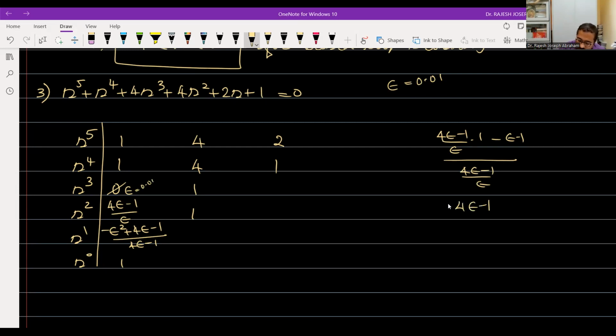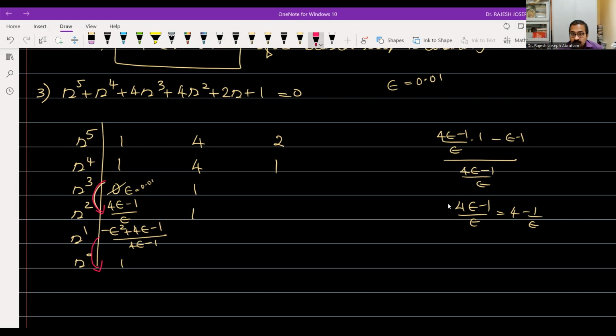This (4 epsilon minus 1) by epsilon can be written as 4 minus 1 by epsilon. When epsilon is 0.01, this number becomes negative. So how many sign changes? One sign change. Then here you substitute epsilon equal to 0.01. Again, this number effectively remains negative. So negative, and then we have a positive one. So again, another sign change. So in total, we have 2 sign changes.